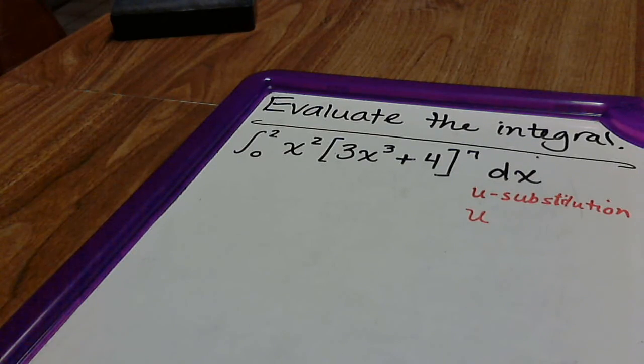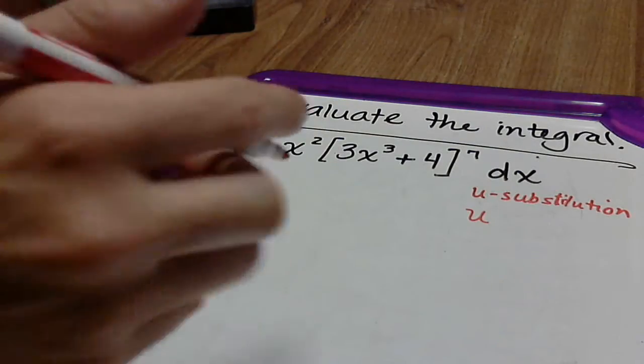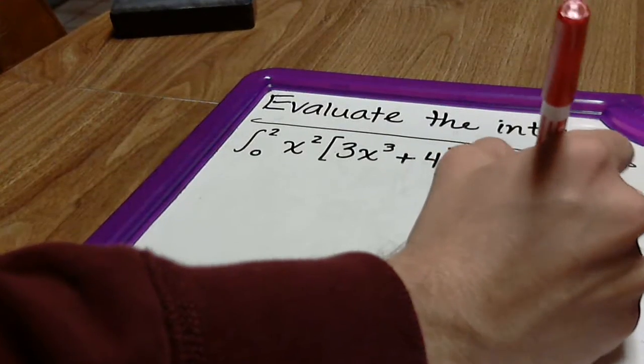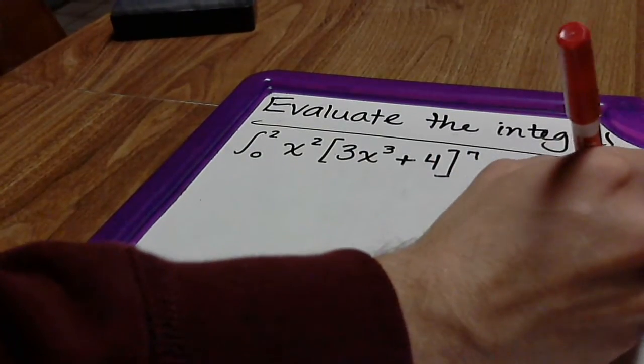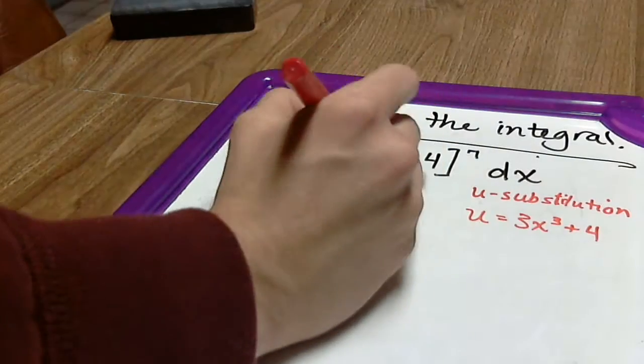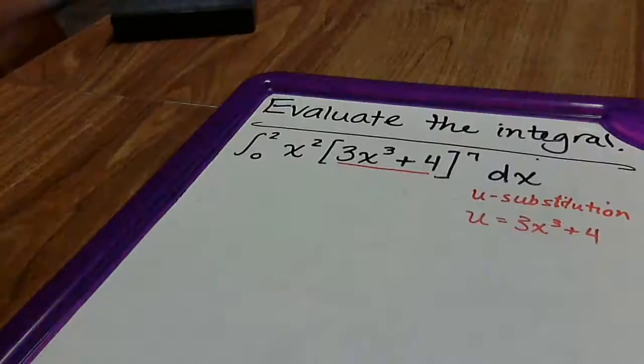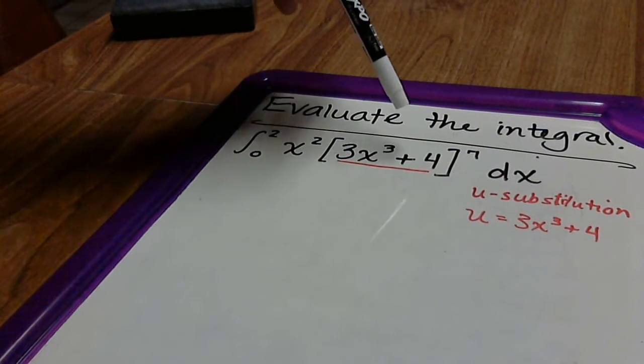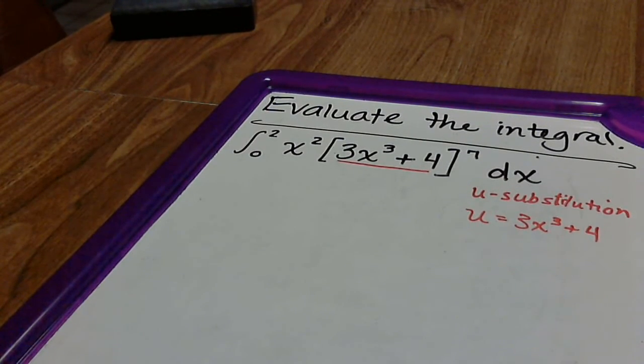So u equals 3x cubed plus 4. Why did I make it that? Well, it's considered a rule of thumb in calculus that whenever we do a substitution, we try to make u whatever is under the power. So in this case, 3x cubed plus 4 is under that power to the 7th power, so that's what we're going to make u.